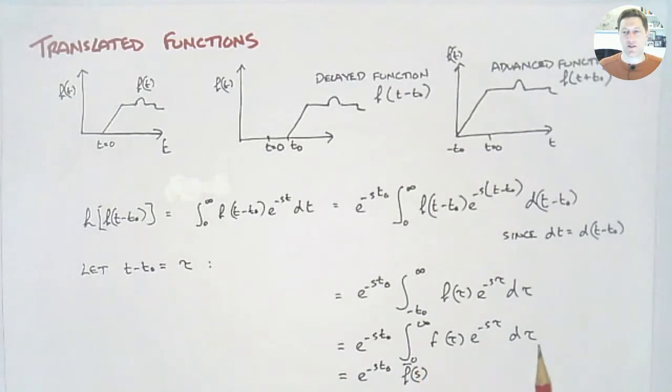This is the Laplace transform of f of tau, so we call that f bar of s, and this is representing our time shift. So a time shift can be represented simply by taking the Laplace transform of the function without the time shift and multiplying it by e to the minus s t0, where t0 is the delayed time shift. So we can see how a translated function, again, is easily accommodated within the mathematics of Laplace transforms.